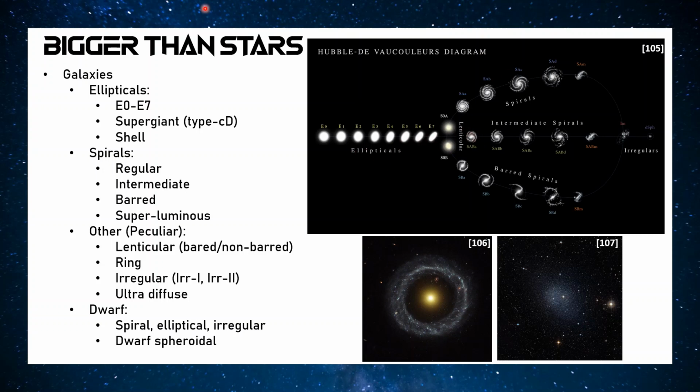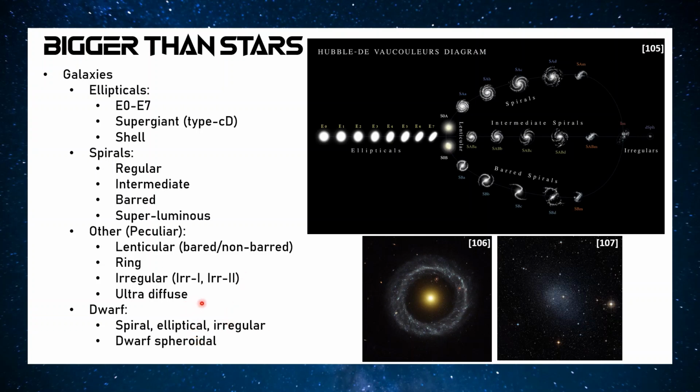There's ring galaxies, as it shows an example here. It's called Hoag's Object. They have a ring-like appearance. And then there are the good old-fashioned irregulars, both type 1 and type 2. They can't really be classified as anything else. They don't have a strong structure.